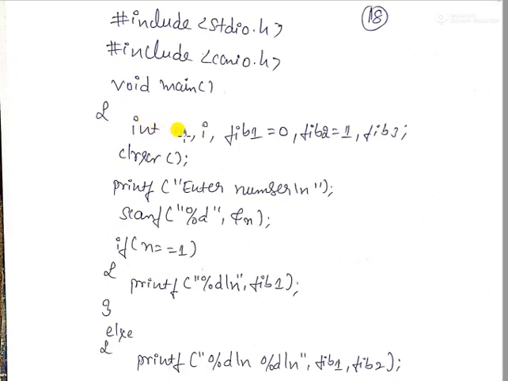Okay, so first n is for accepting the Fibonacci series number. For how many numbers you have to find the Fibonacci series, that input you need to accept. Okay, next, Fibonacci first value fib1 is equal to 0, fib2 second value is equal to 1, fib3 we don't know. How to find fib3? fib1 plus fib2. Okay, next clear screen, printf, enter the number.